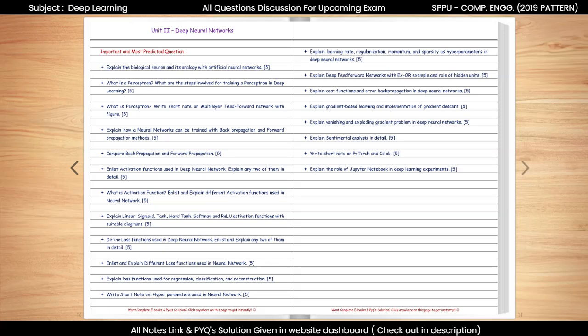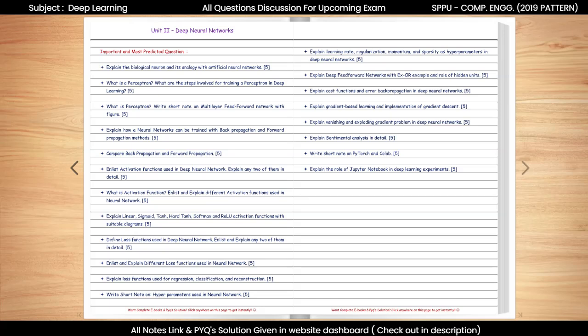Now, let us move on to our next important topic, detailed activation functions. From this topic, we can expect questions such as, explain linear, sigmoid, tanh, hard tanh, softmax and rectified linear unit activation functions with suitable diagrams. If I explain diagrams in words, linear activation shows a straight line where output increases directly with input. Sigmoid looks like an S-shaped curve that slowly rises and flattens at the top and bottom.